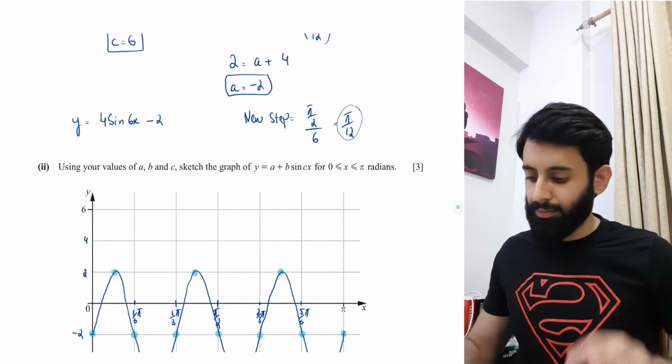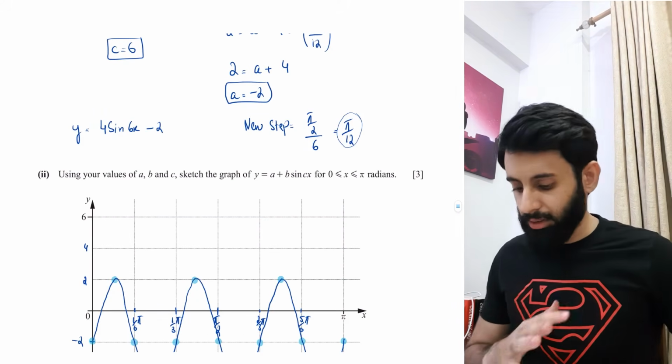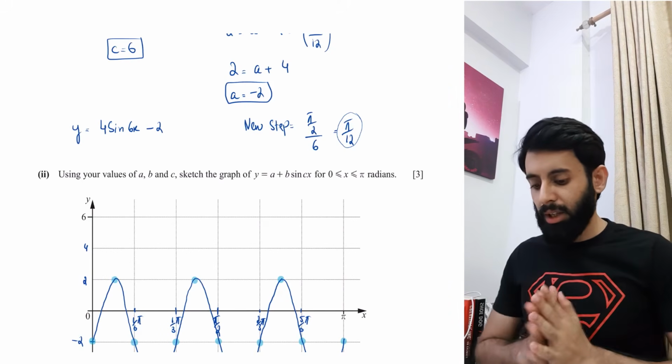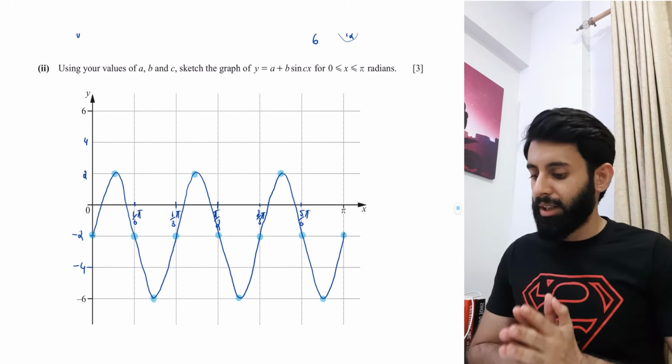And again, I will encourage you guys to attempt the remaining questions and go through the notes. They're in detail. They definitely help you out. And hopefully you've gotten the hang of sketching trigonometric graphs by now.